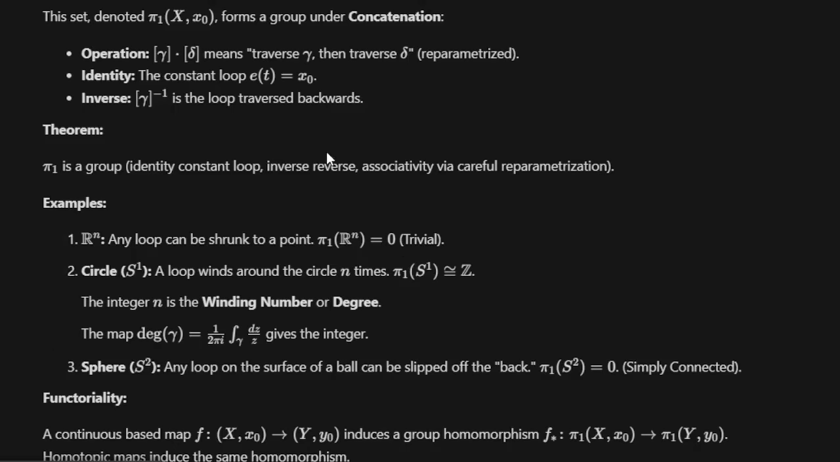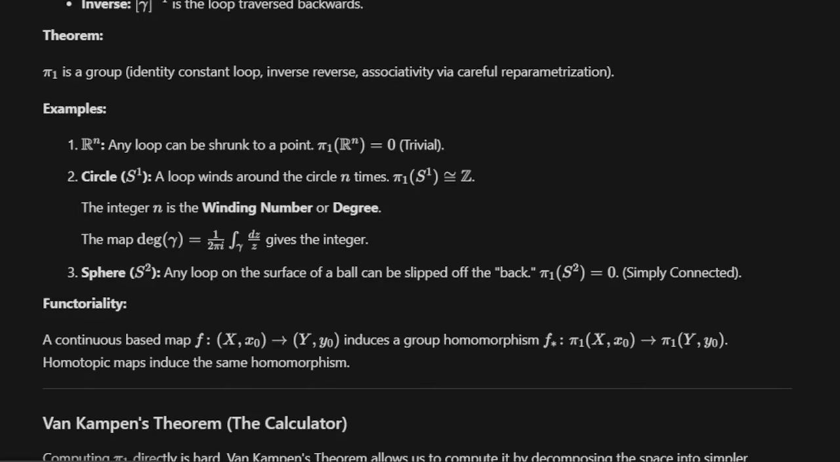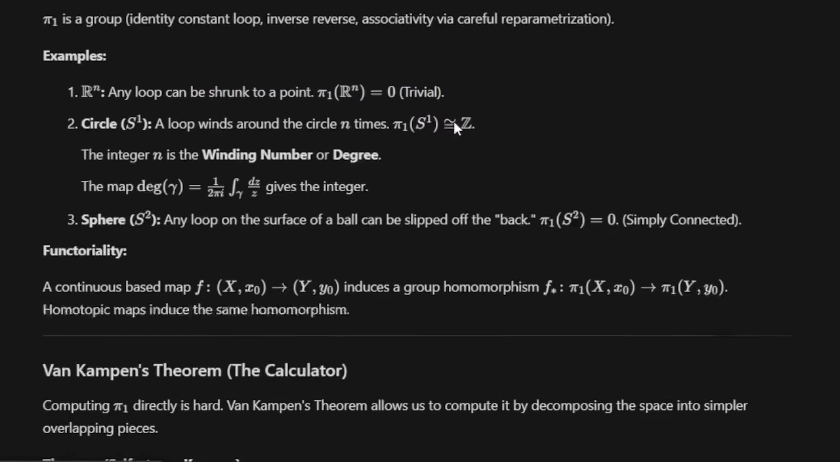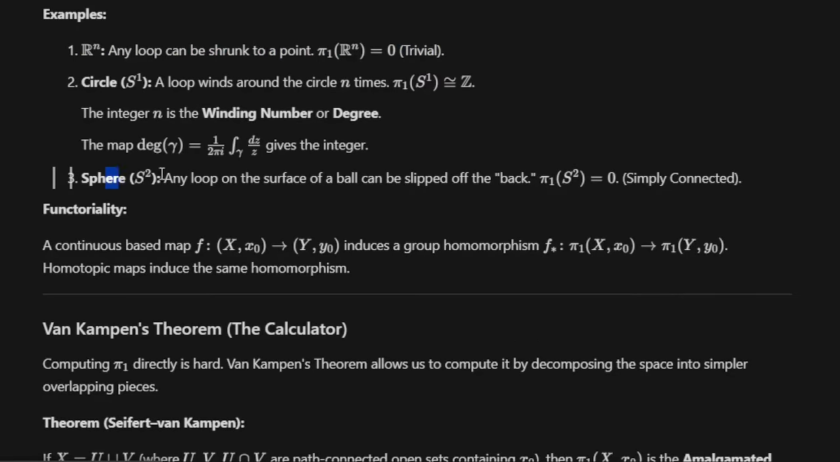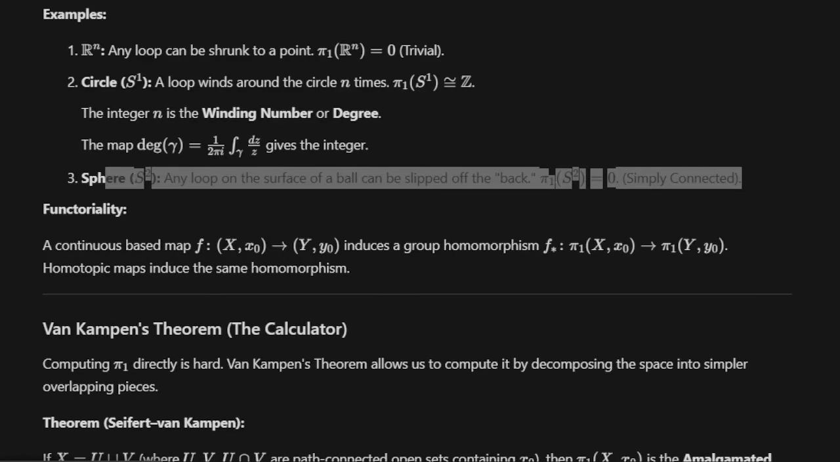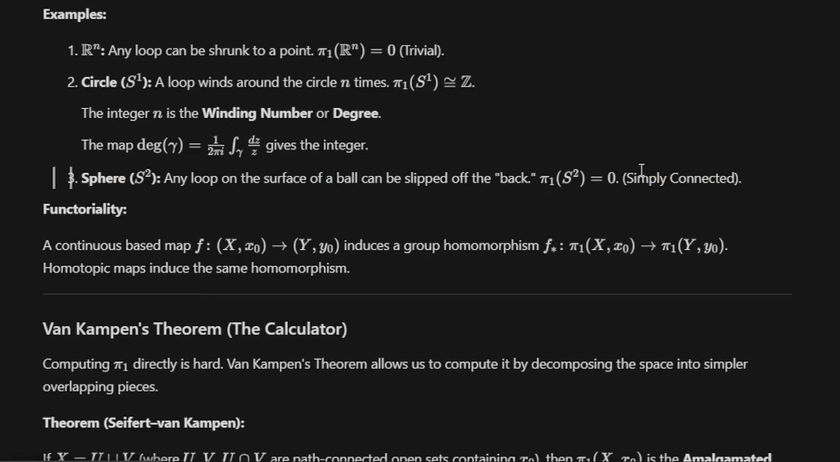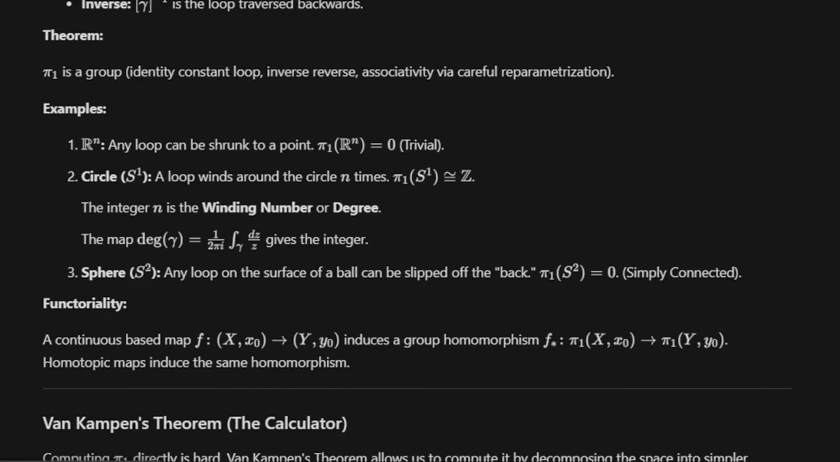But yeah, so again, pi 1 is a group: the identity, constant loop, inverse, reverse, and associativity. So again, on a sphere, any loop in R^3 can be shrunk to a point, right? So that's trivial. On a sphere, you can take any loop and shrink it down to a single point, and it'll slip off the back of the sphere. So the loop is trivial. That means it's simply connected.